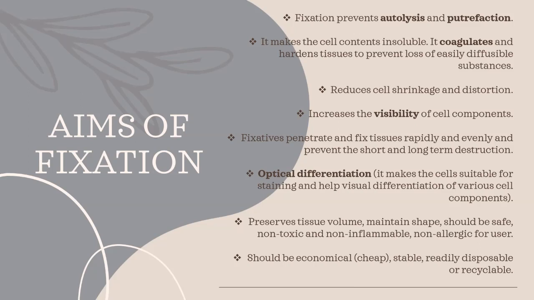Fixatives are nothing but the solutions that we use to fix our specimen. And these fixatives penetrate and fix tissues rapidly, evenly, and prevent short and long-term destruction. So we can preserve our specimen for years. Optical differentiation. It makes the cell suitable for staining, help visual differentiation of various cell components.